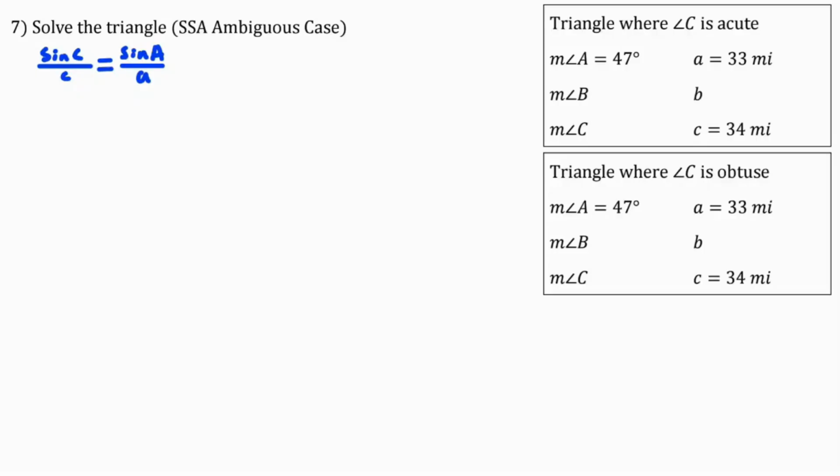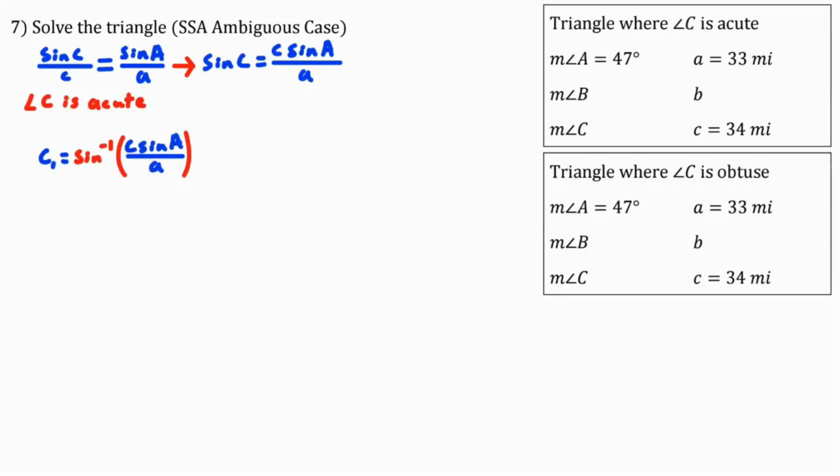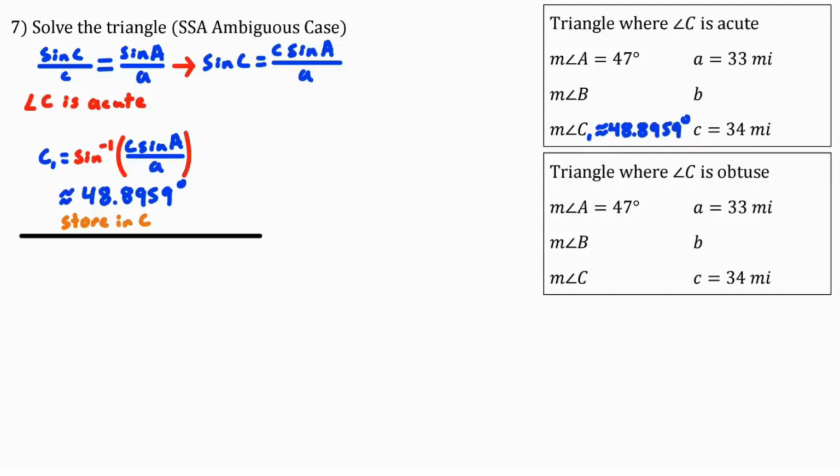Alright, so let's solve for angle C. We have sine C over c equals sine A over a. Multiply both sides by c. And let's say that angle C is an acute angle. So C is equal to sine inverse of c sine A over a. Substitute these values into the calculator, and we get C to be about 48.8959 degrees. And let's store that onto the calculator. Then let's section this off.